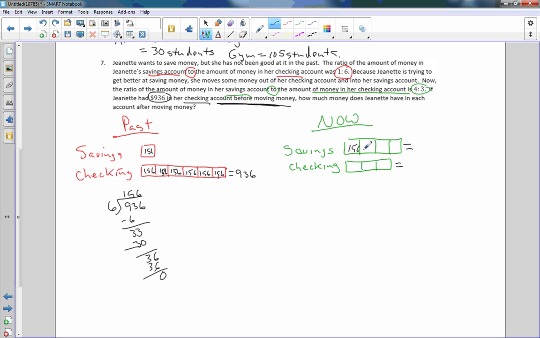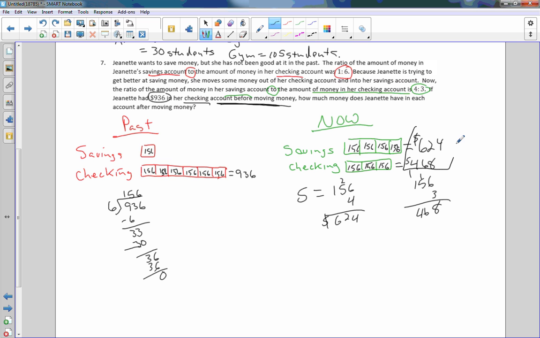Okay. And now I can answer this question. Because if I multiply 156 by the number of squares that represent our ratio, I get the total that the question is asking for. So savings equals 156 times 4, $624 is in savings. And 156 times 3, $468 is in checking.